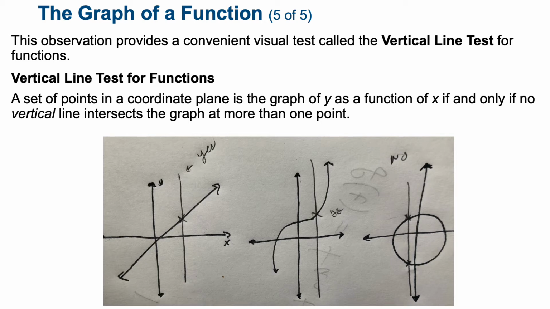Sorry, these are my cheesy drawings. Let's say you have a graph of a line. Of course, lines are functions, but using the vertical line test, you draw a vertical line. Yes, this is a function. Here's another graph, looks like some x cubed. You draw a vertical line. It only hits once anywhere, so yes, that's a function.